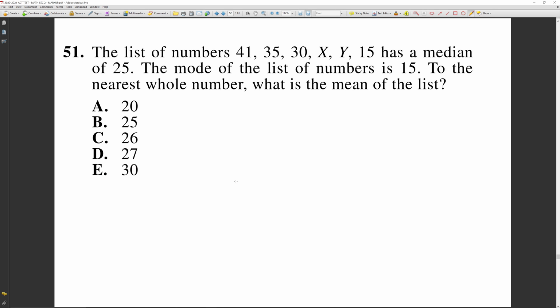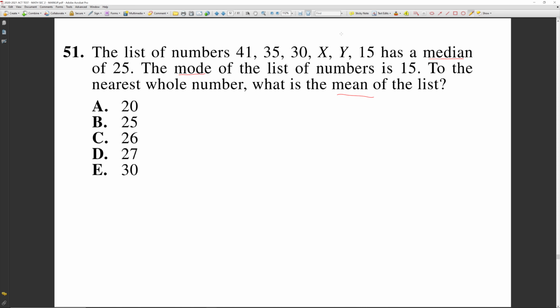Number 51. The list of numbers 41, 35, 30, x, y, 15 has a median of 25. So the middle number is 25. The mode of the list is 15. To the nearest whole number, what is the mean of the list? So you have to know the difference between median, which is the middle number, mode, which is the most common number, and mean, which is the average.